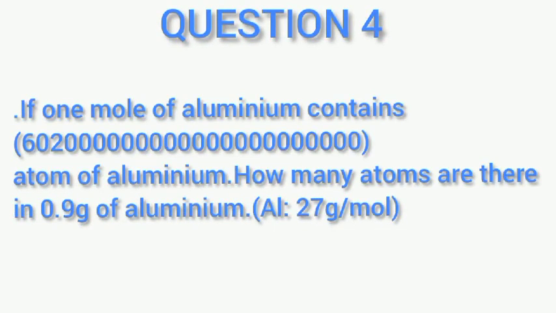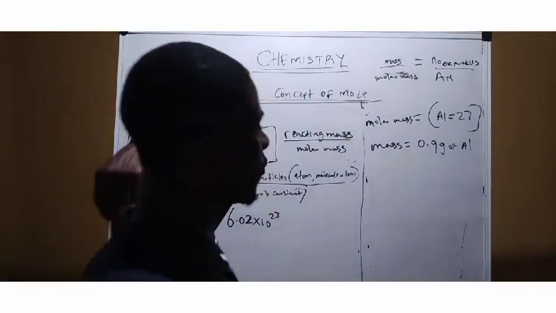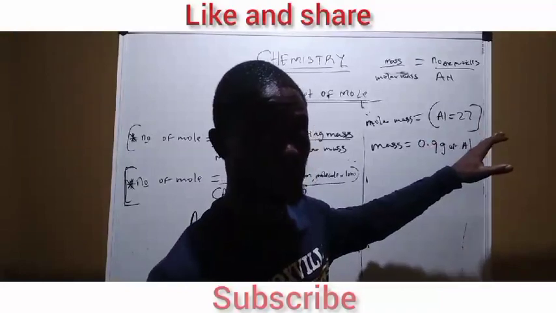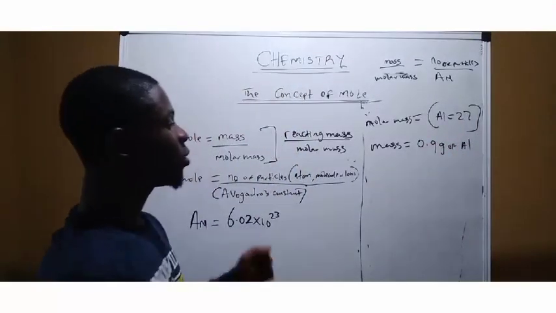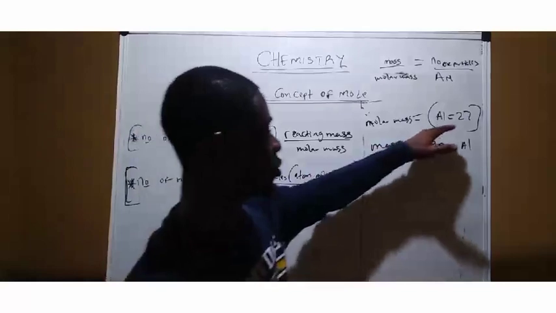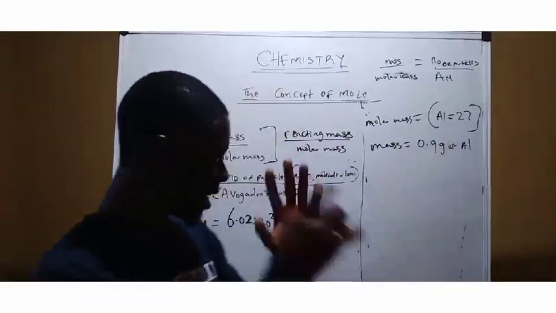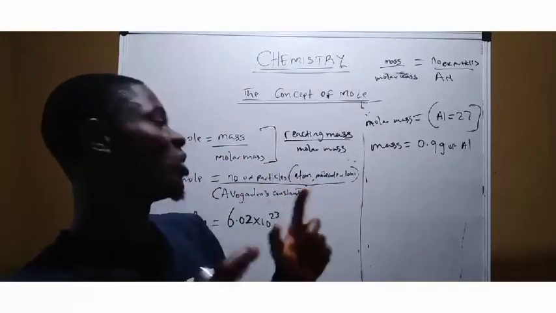if 1 mole of aluminum contains 6.02 times 10 to the 23rd atoms of aluminum, how many atoms are contained in 0.9 grams of aluminum? From that question we have the molar mass of aluminum to be 27, and we have the mass of aluminum used to be 0.9. Those are two important points we draw from that question.